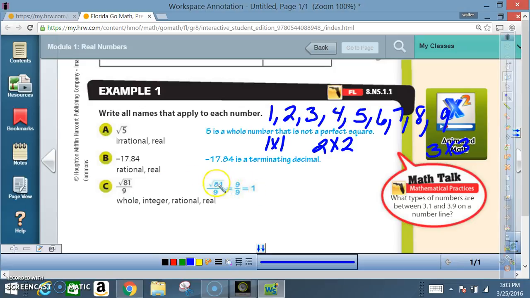Because of that, this is going to be a whole number. 1 is a whole number. It's an integer. 1 is an integer. It's rational because it's on the rational side. And it's a real number because all numbers are real. Real numbers are rational and irrational.